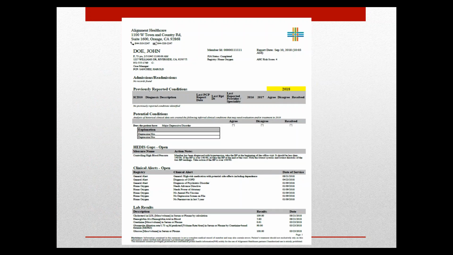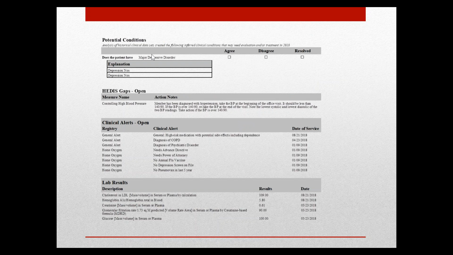This is an example of the report. It's going to show some different things here. I'll break it down here in a second, but it's going to give you all the information you need. So what you're going to see here is potential conditions.